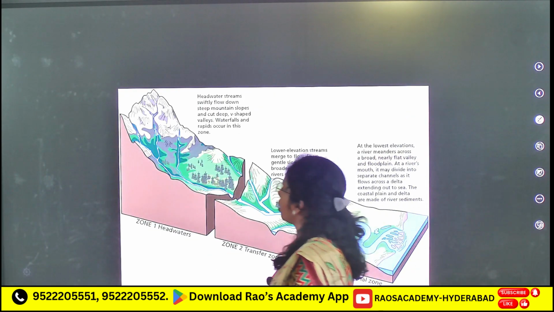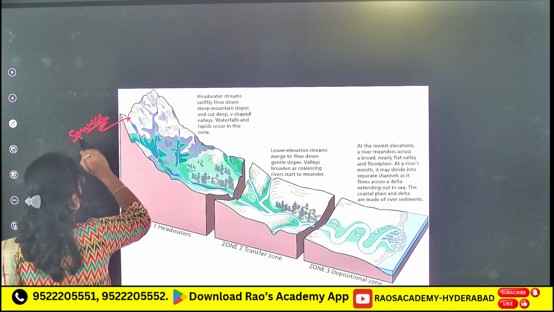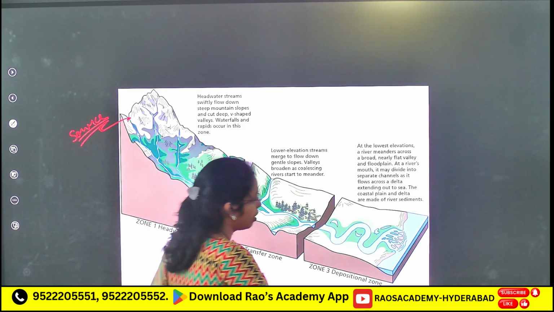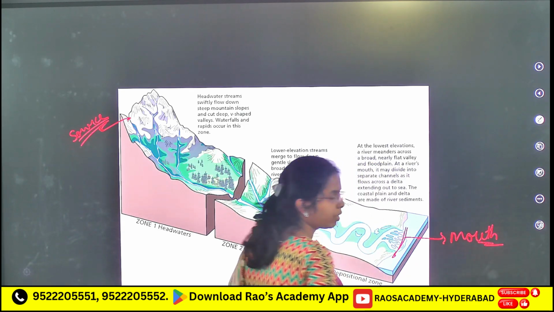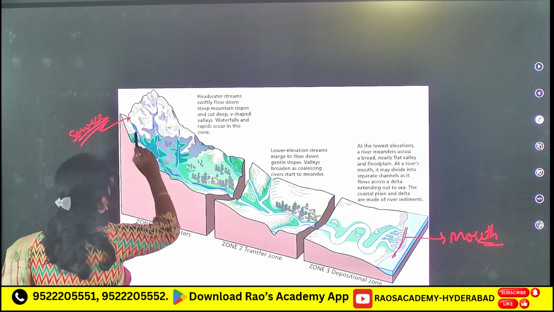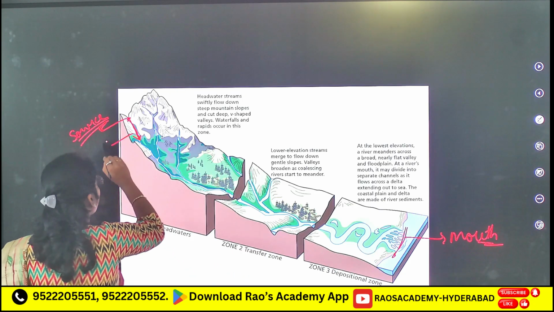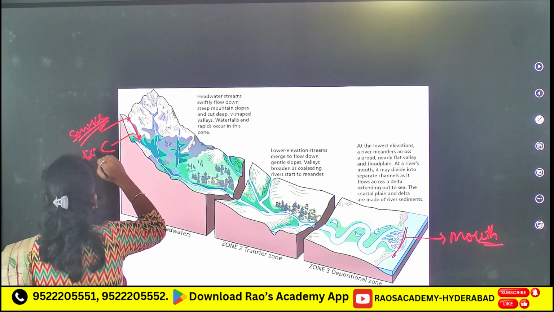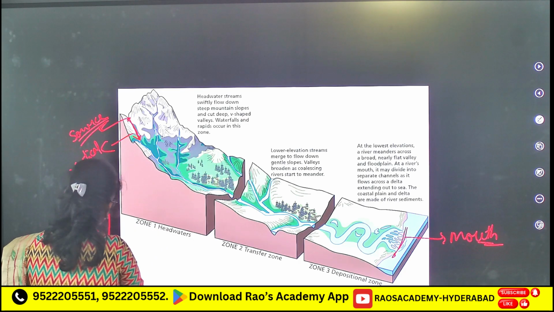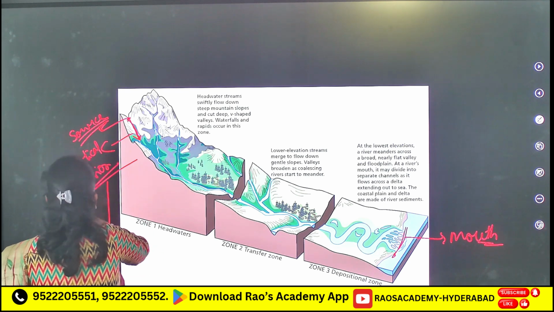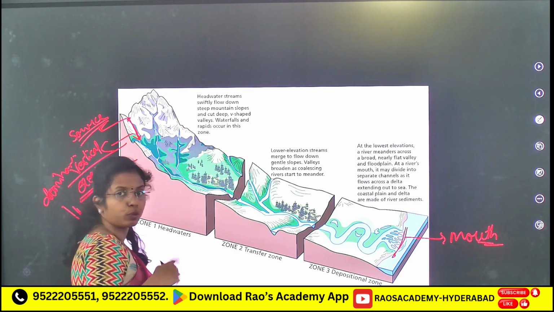See, now here is the source, from where the river starts. Here this is the mouth, where the river meets the ocean. From here, when the river flows, it is very fast. Here you will see vertical erosion, a fast flowing river. Vertical erosion is dominant, and because of this vertical erosion you will see V-shaped valleys.